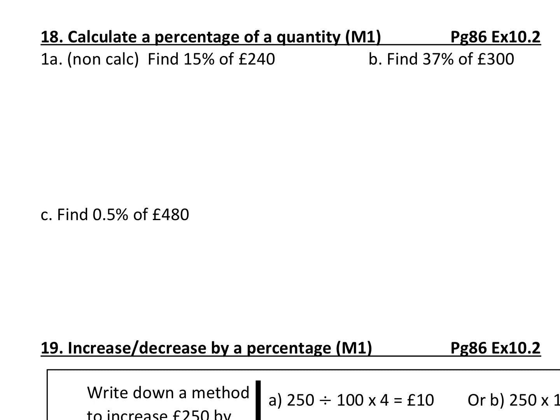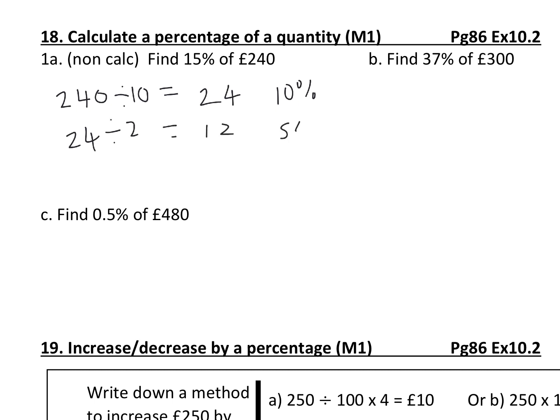So if you get 240 and you divide it by 10, that works out 10%. Half of 10% is 5%. So if we half the 24, we would get 5%. And then 15% is 5% plus 10%. So 15% would be 24 plus the 12, which is 36.